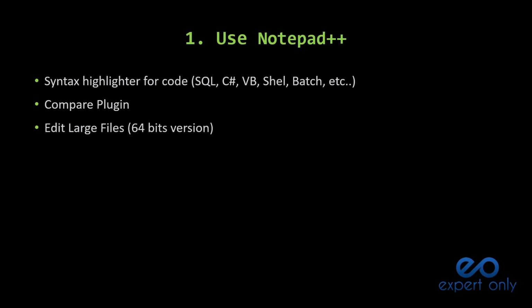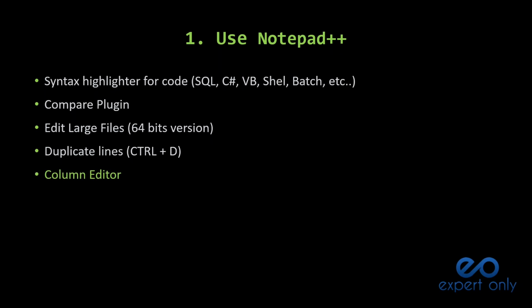You can also edit very large files. So for this, use the 64 bytes version. Don't use the 32 bytes version. You need to use the 64 bytes and it will open relatively large files. Easily duplicate lines. You just use the Ctrl-D shortcut and you duplicate lines. For example, if you are creating a small insert into script, you can easily duplicate things.